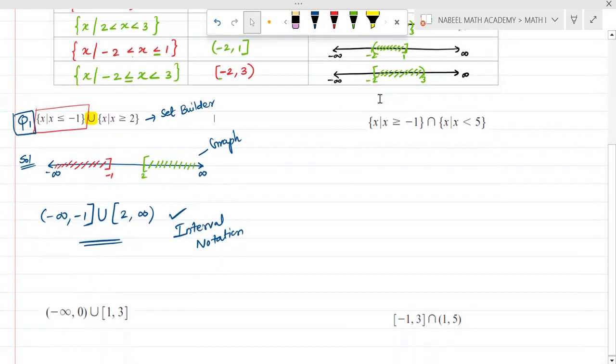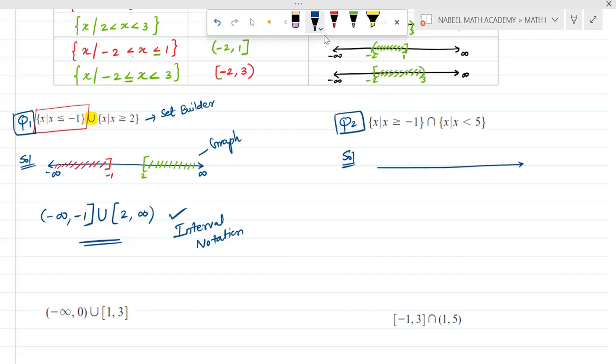Now let us go to the next question here. This is the same thing, but only the operators are different. What is the operator here? In the last problem we had a union. Here it is intersection. So same rule, nothing new. So we will have minus infinity to plus infinity. Let's start with the first. What is this part?